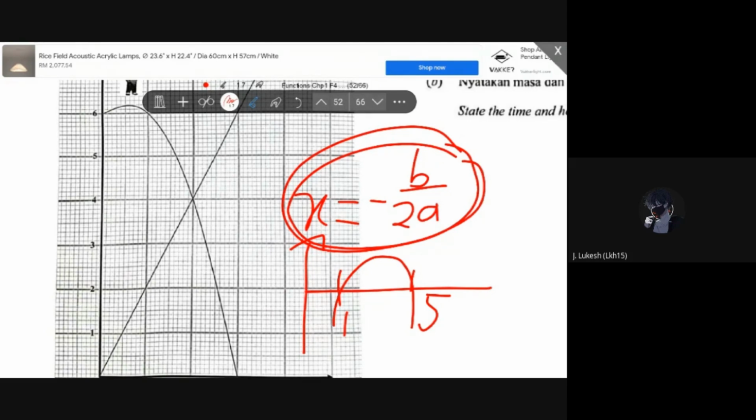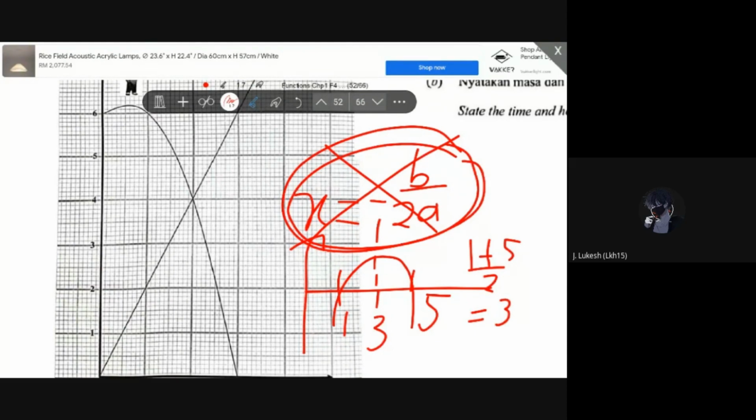Careful, careful. Three. Yes, very good, Sugen. Very good, Junhao. Yeah, correct. So, three is here. So, another way, cara yang lebih senang, kalau kamu tak nak guna formula ini, 1 tambah 5 per 2, you get 3 also. Yes, very good, Abhishek. That's the method also.